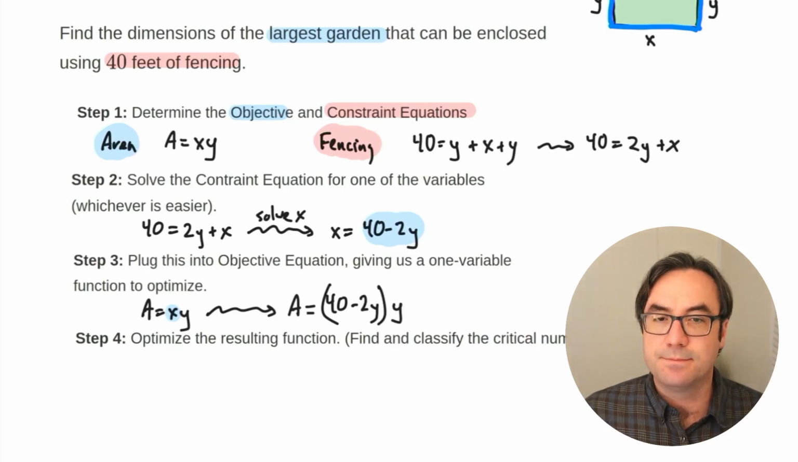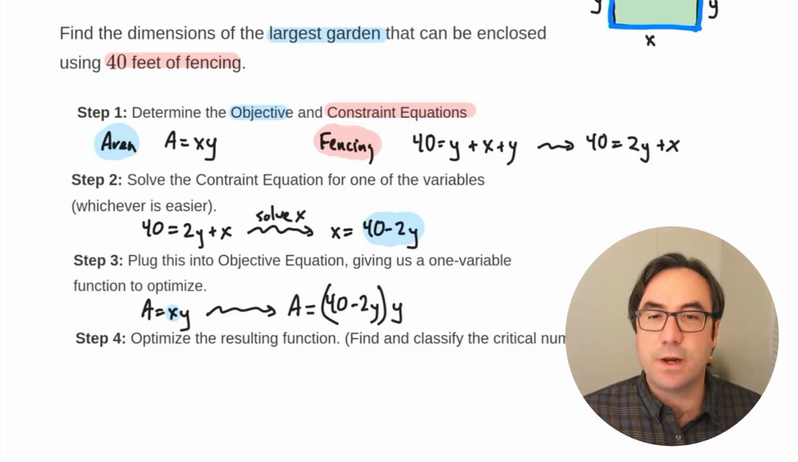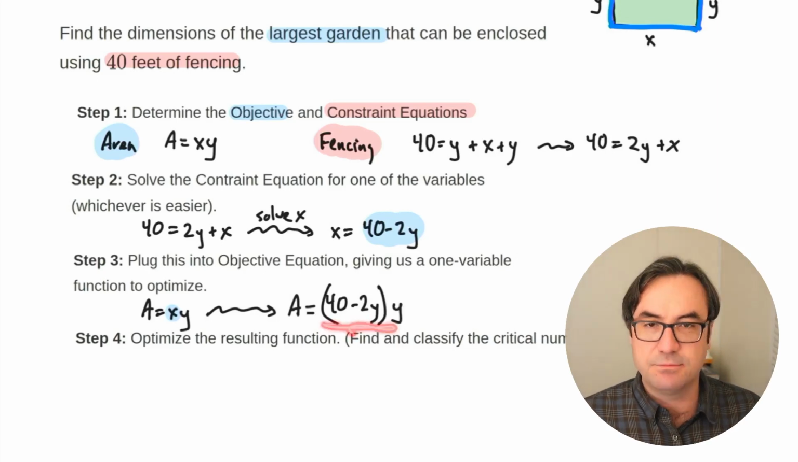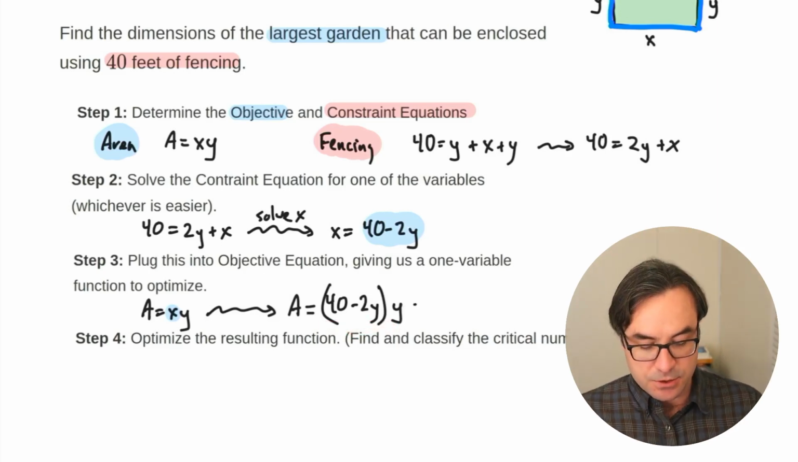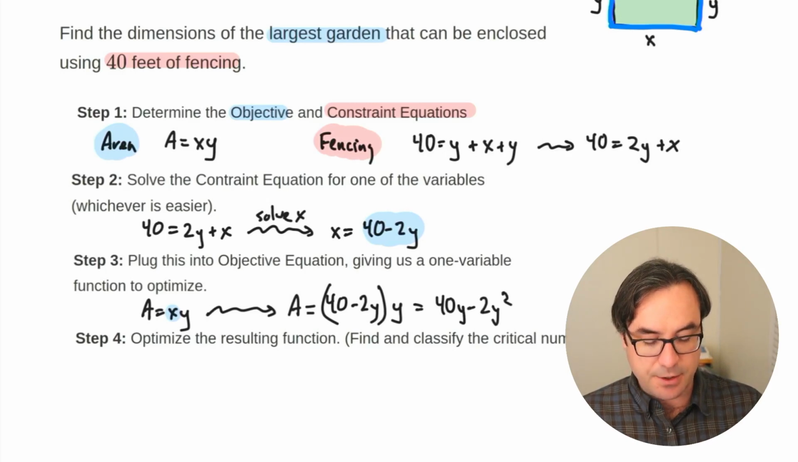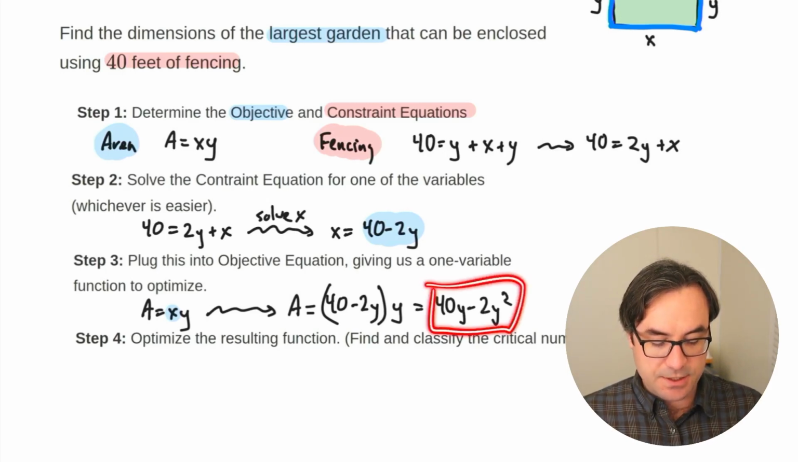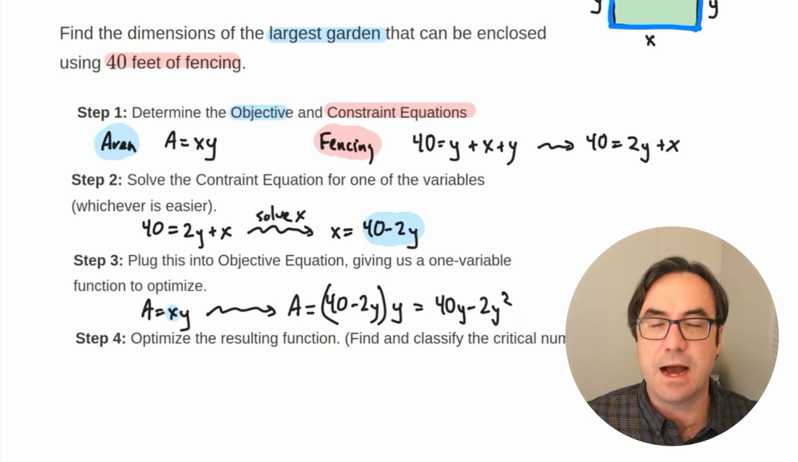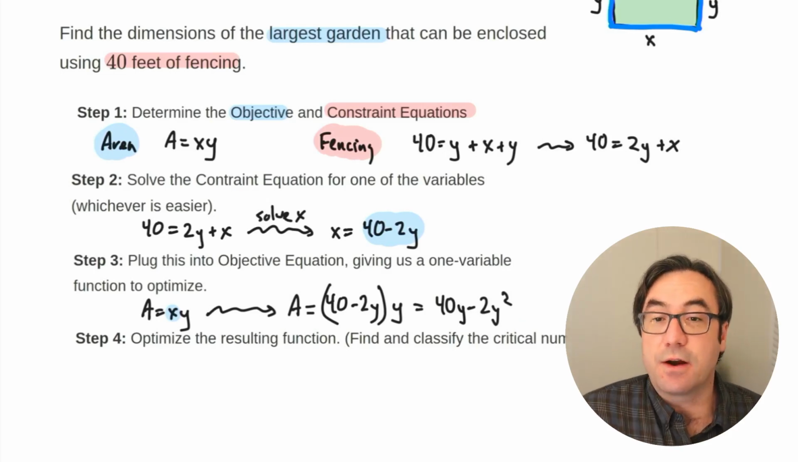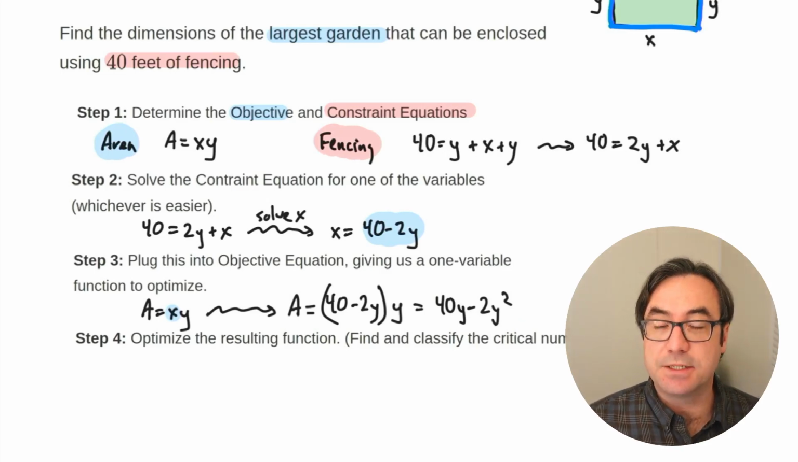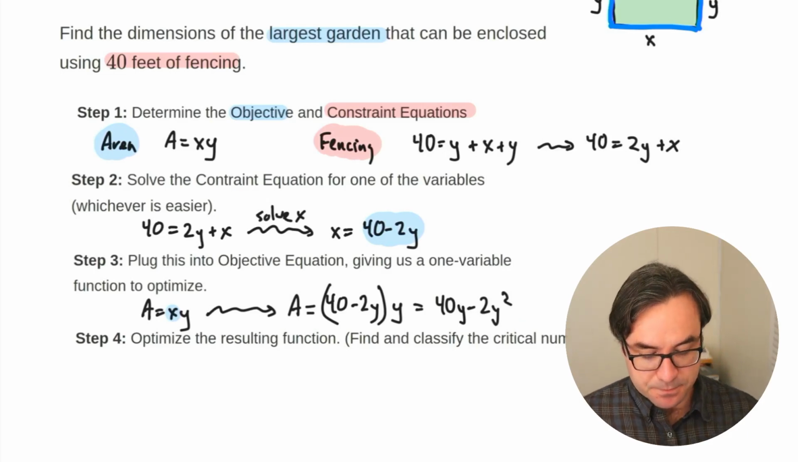In the next step, we're going to be doing derivatives and whatnot, so it's usually helpful if you can do the multiplication here. So when we distribute, we get 40y minus 2y squared. All right, so this is our objective function now that's in one variable. So we're ready to do our optimization.